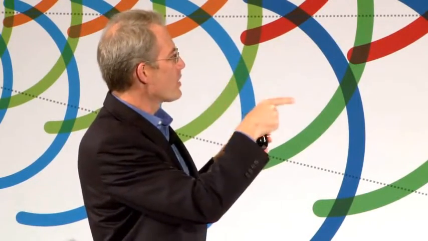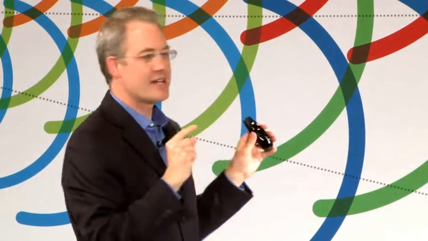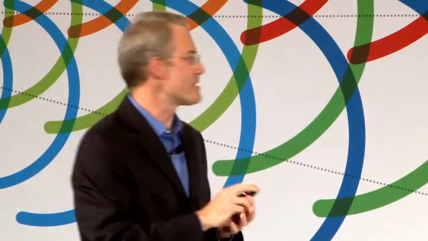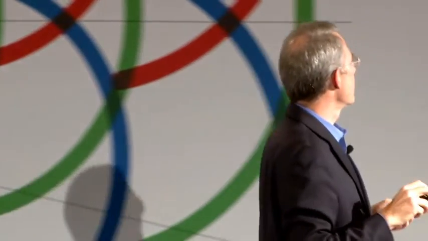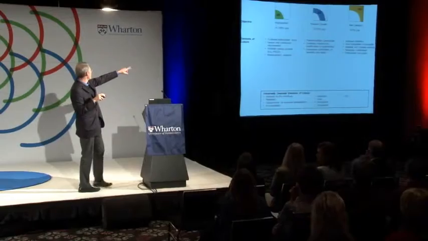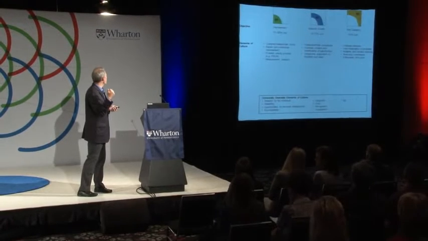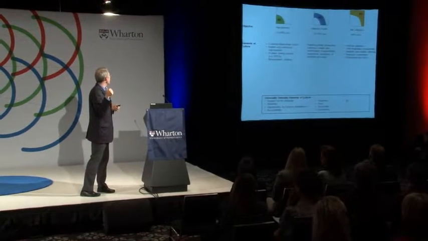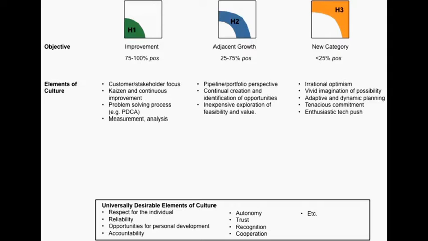But that's exploration. What Coke does is exploitation. They're completely different capabilities. In fact, I put them on that, let's see, where did I put them? Yeah, here on the graph. You don't have to read all that, but just as, what are the elements of culture there? Irrational optimism, vivid imagination and possibility, adaptive and dynamic planning, tenacious commitment, enthusiastic tech push. Does that sound like your organization? No. And it's okay. It's okay because those guys are crazy.